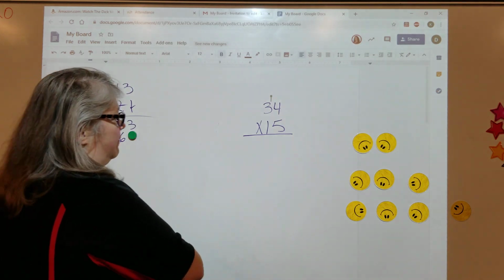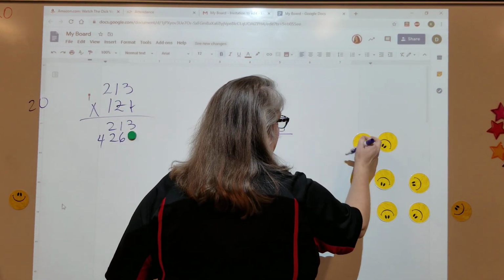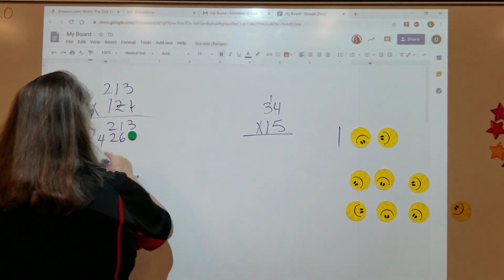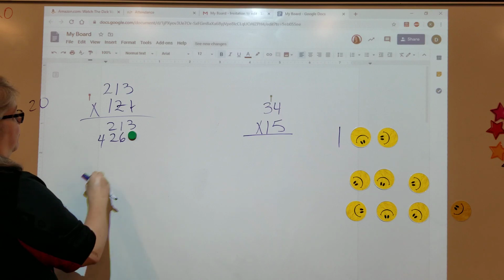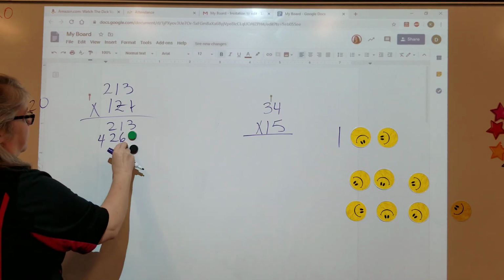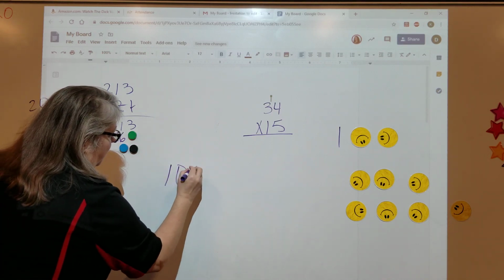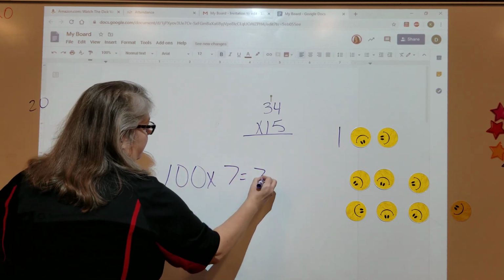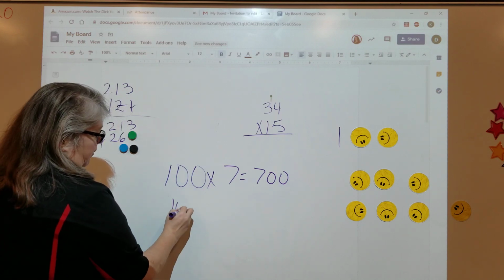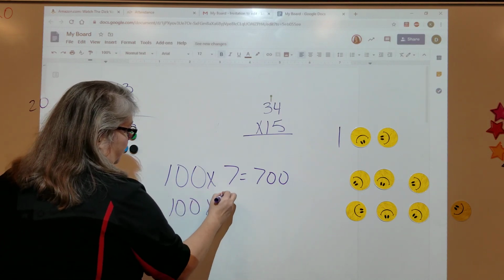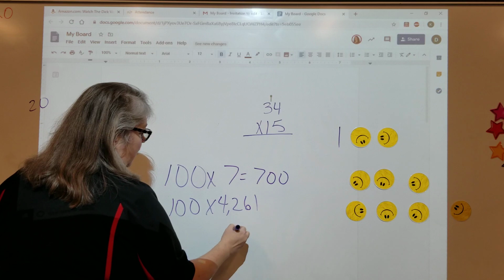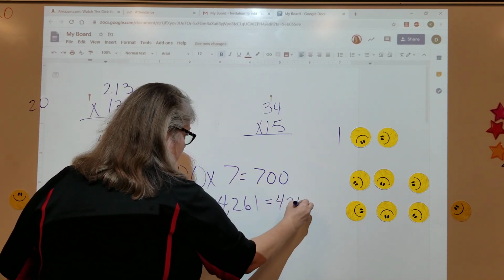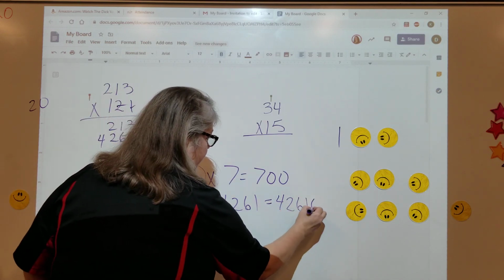Okay, what if this right here represents 100, right? Because there's 2 zeros. That's 100. That's 100. So for that one, you're going to put 2 zeros because anything times 100, we add 2 zeros to. So 100 times 7 is 700. 100 times 4,261, well, all you have to do is rewrite those digits back out and add these 2 zeros.